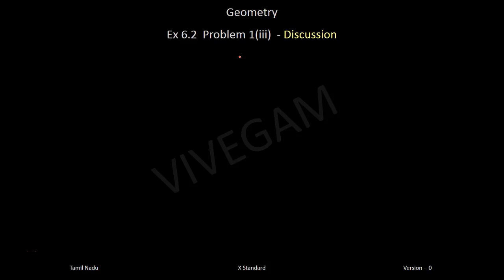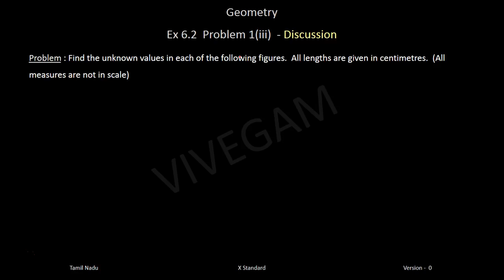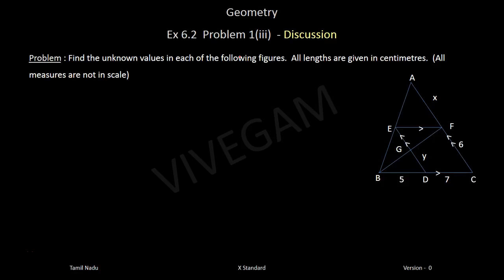Exercise 6.2 Problem 1 Division 3 Discussion. Find the unknown values in each of the following figures. All lengths are given in centimeters. All measures are not to scale. It's similar to the earlier problem. We need to calculate x, and we need to calculate y.